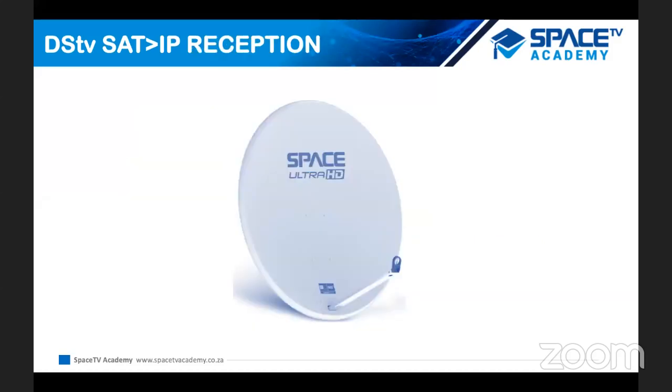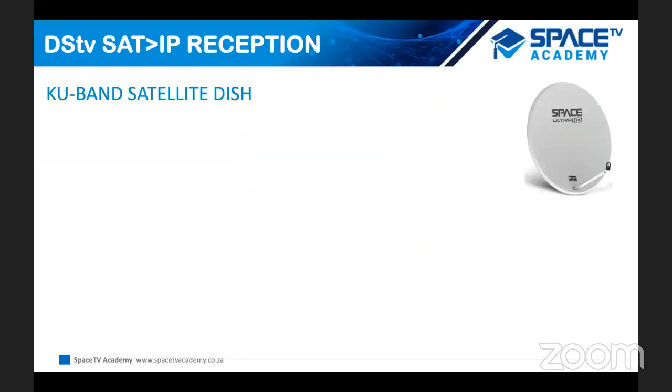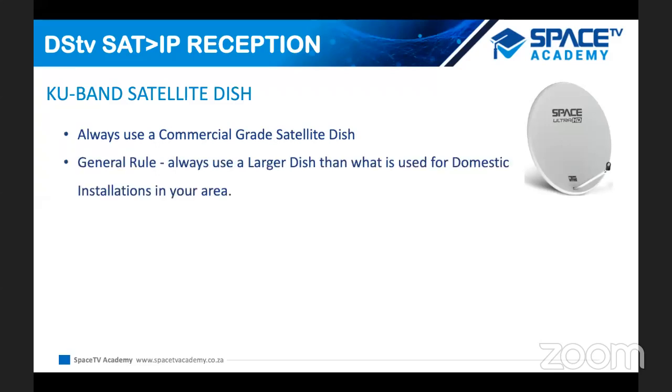So the first building block being the reception side of the system. Reception is done by a standard KU band satellite dish. Always use a commercial grade satellite dish. It's important that you are doing a commercial installation, and therefore a commercial grade satellite dish is required.